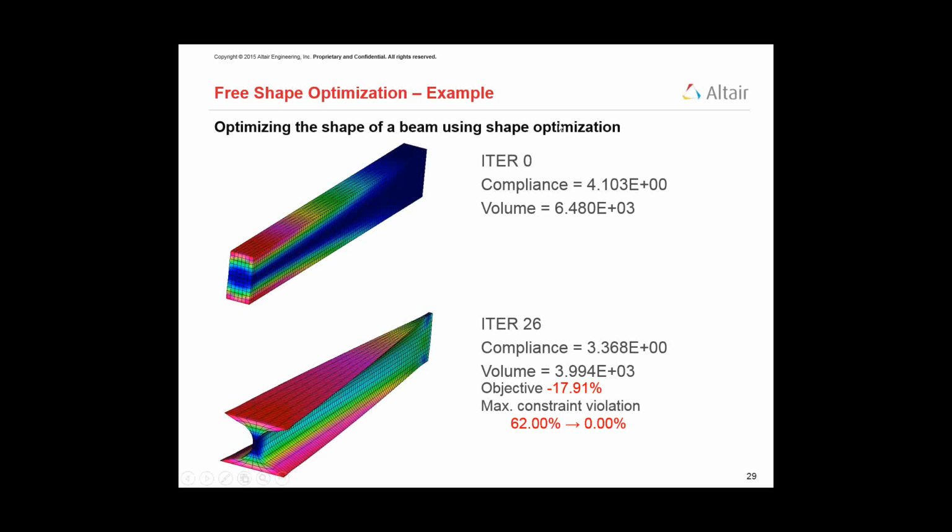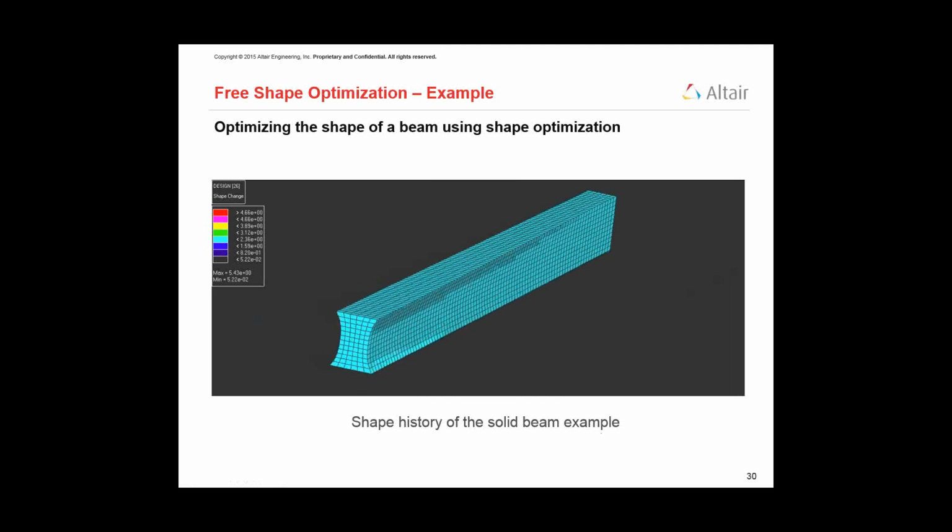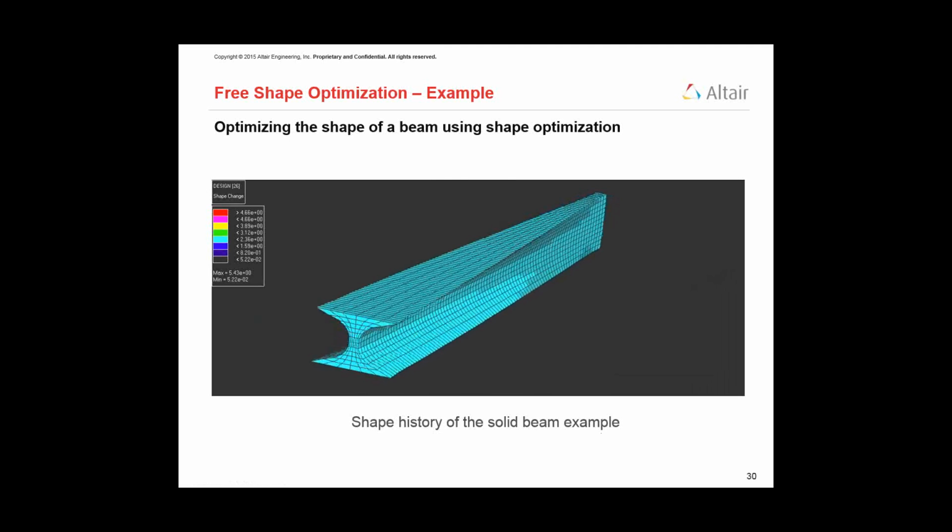of compliance. And this is the end. This ends up being the final shape. So these go in drastically. This ends up just being a thin rectangle. We reduce our compliance down to 3.368, an overall reduction of about 18%, and we went from a 62% constraint violation to exactly where we wanted to be. And this is an animation to show you the iterations that it goes through. That's another example of a shape optimization.